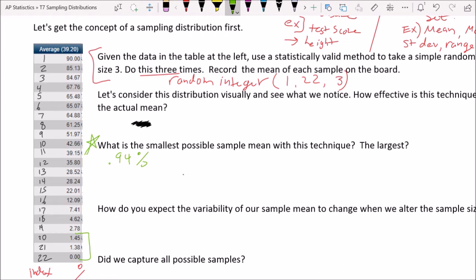What would be the largest? That would be taking these top 3 numbers and finding the average. So I'm going to do that real quick. And the highest we could have had was 86.6. Okay, and that was 86.6%, and that was with a sample size of 3.